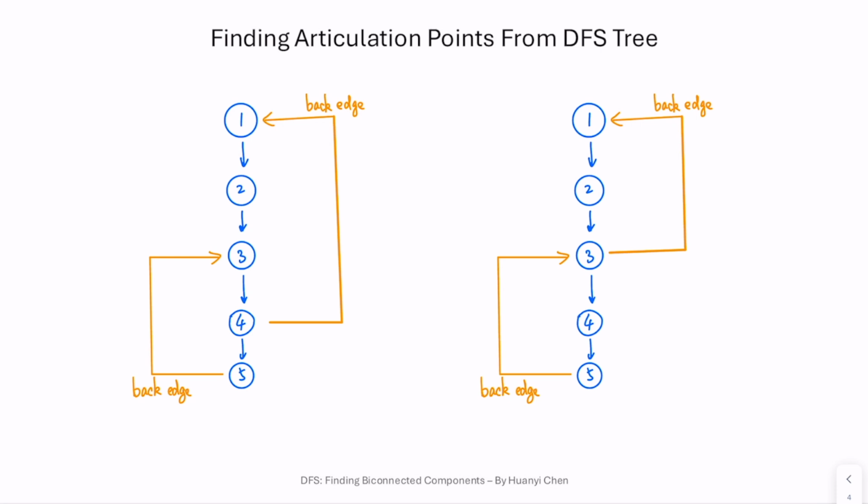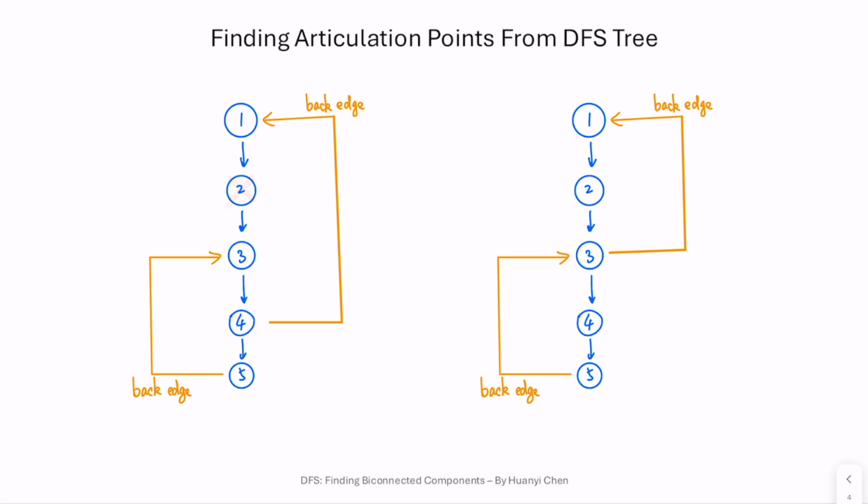Here are two DFS trees. We do not know the two graphs which produce them. We can tell the underlying graph of the left DFS tree is biconnected because no matter which node we remove from the graph, the remaining graph will stay connected. For example, if we remove node 1, the remaining nodes 2, 3, 4, 5 will stay connected.